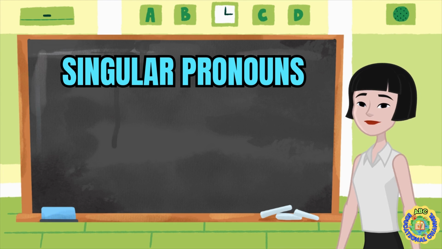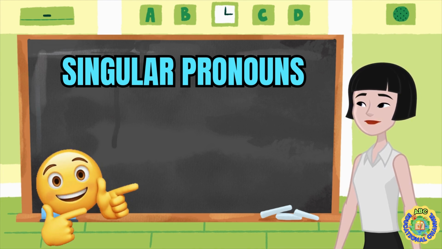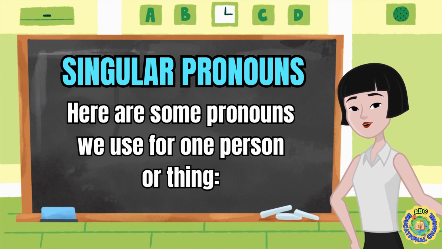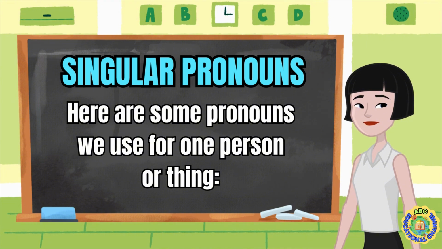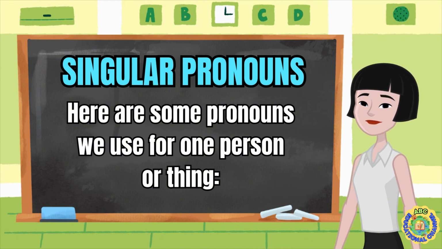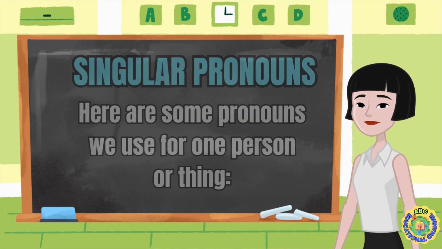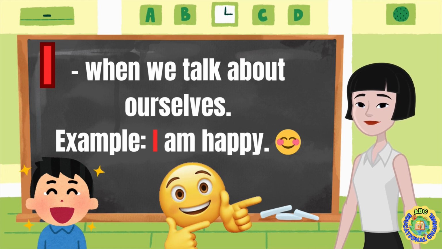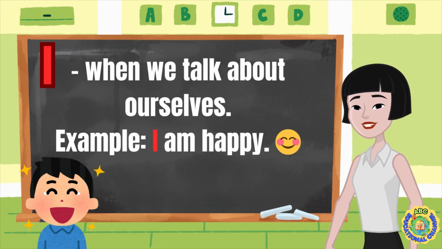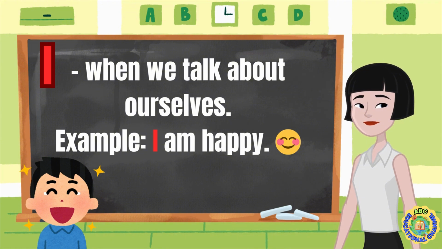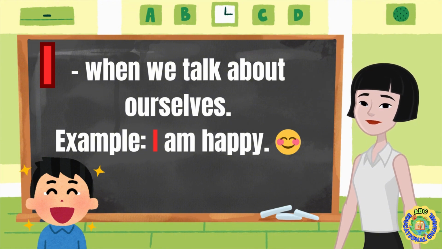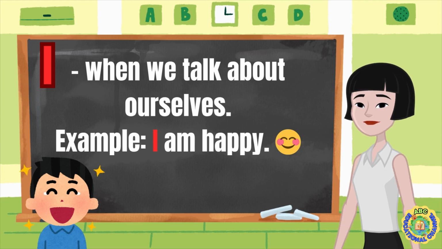Singular pronouns. Here are some pronouns we use for one person or thing. I. When we talk about ourselves. Example, I am happy.